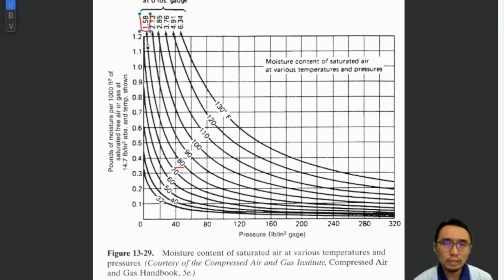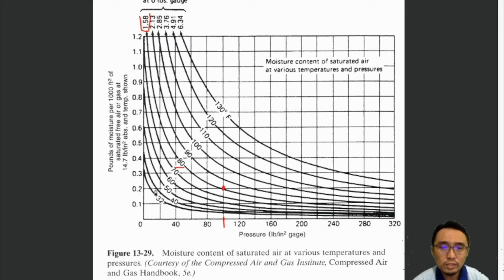if we manage to maintain the temperature of that particular air, using an aftercooler for example, remember that when we pass air through the compressor, normally the temperature will increase. But if we manage to cool it down to maintain the temperature, for example at 80 degrees, and we increase the pressure up to 100, then the moisture that remains, you can see, becomes 0.2.